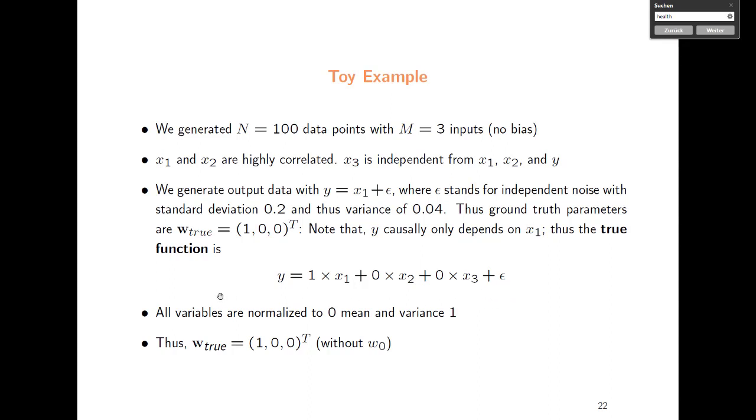And all variables, so all x's, all inputs, are normalized to 0 mean and variance of 1. That's a typical pre-processing you're doing. You're subtracting the mean from every input, and then you divide it by the standard deviation, and then you get a standard deviation of 1 for every input. So the true one is, as I said already, 1, 0, 0, and the W naught is not included.